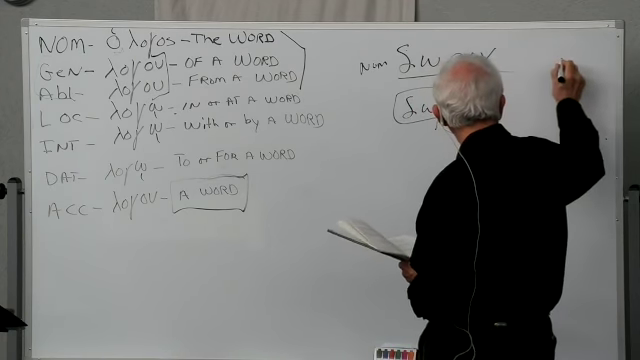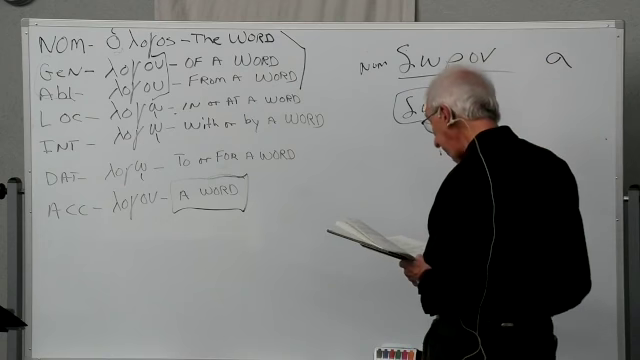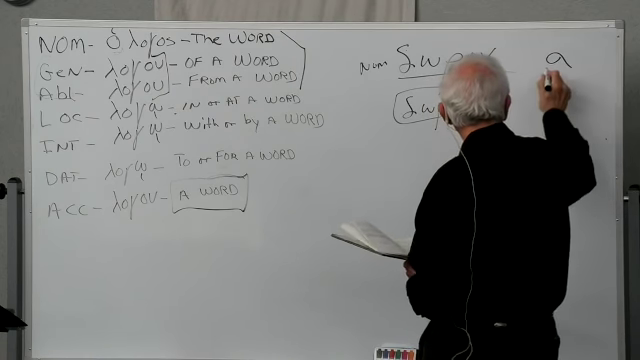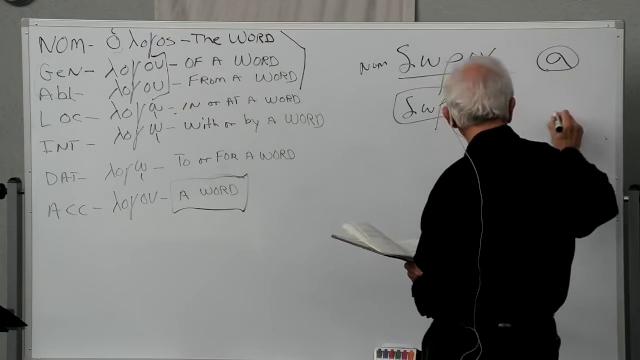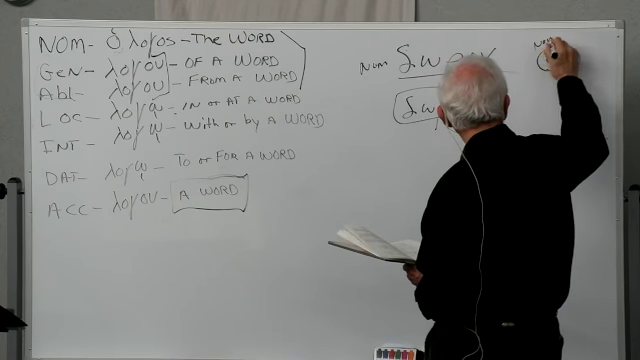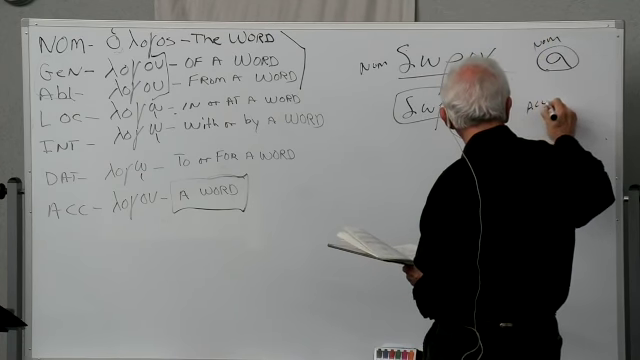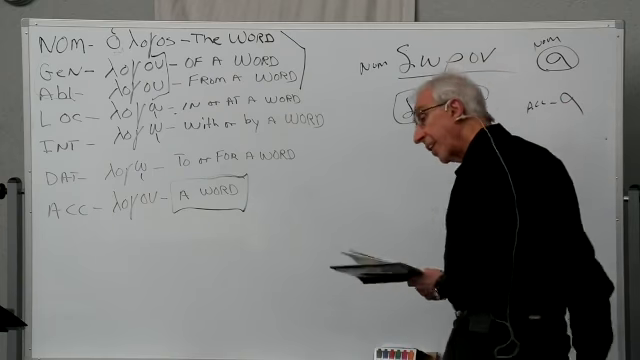This is singular. When it's the plural, it will have the alpha in front of it. And the same thing will be true for this, this is nominative. And the accusative will have the alpha.